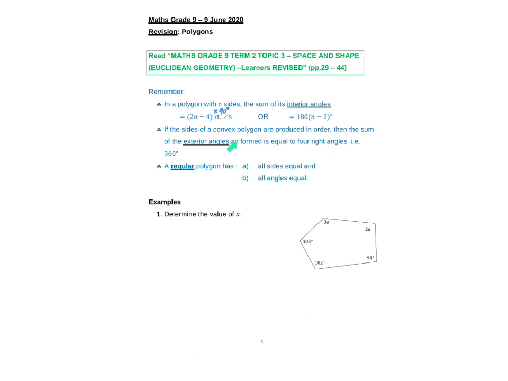If the sides of a convex polygon are produced in order, this is just something you need to remember as well: the sum of the exterior angles so formed is equal to 4 right angles, or 360 degrees. Also, if we refer to something as a regular polygon, it means all sides are equal and all angles are equal. As you can see in our first example over here, this is not a regular polygon.